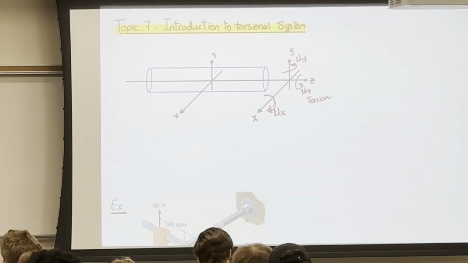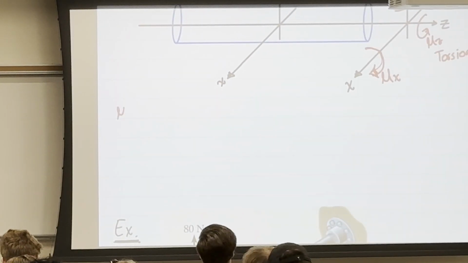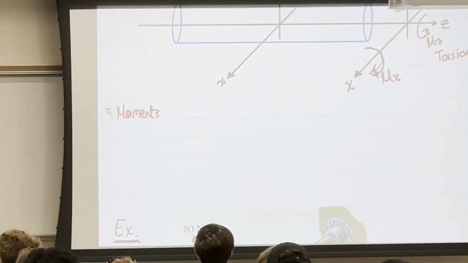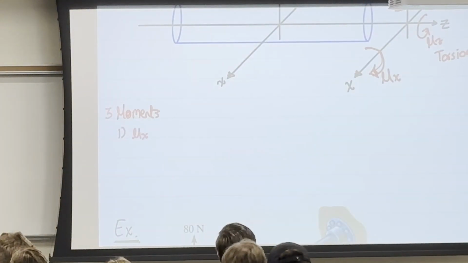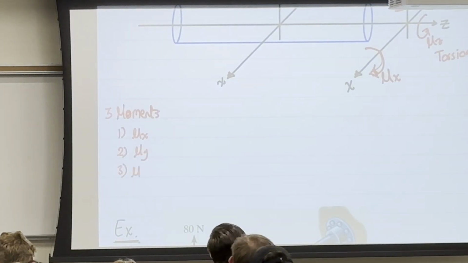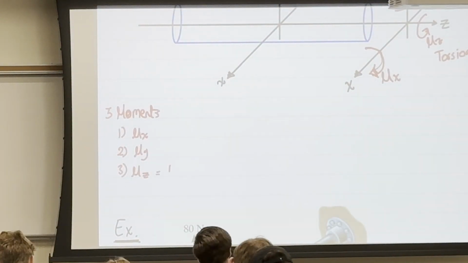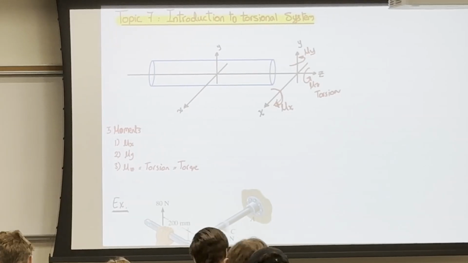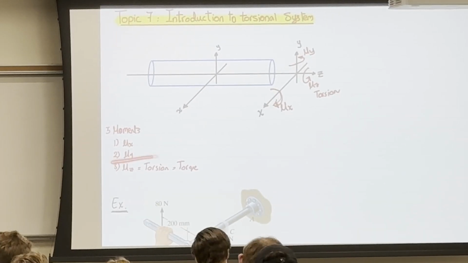Okay? So for the beam, we have 3 moments. We do have Mx, we do have My, and then we do have Mz, which we can call torsion, or we can call it torque. Okay? In today's class, we're going to focus on Mz. In the next couple of lectures, we're going to cover Mx and My. Okay?